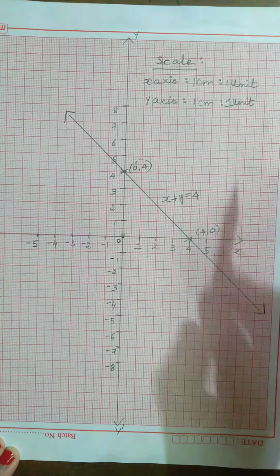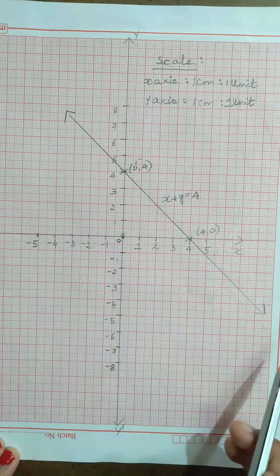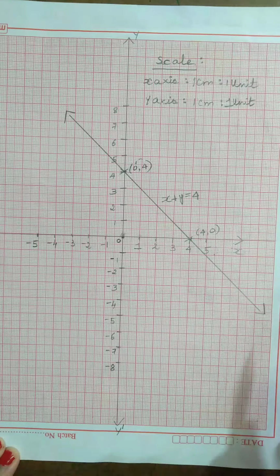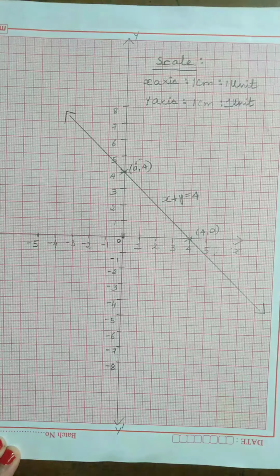So, this is the scale and this is the straight line, which is the graph of the linear equation in 2 variables by taking 2 points. This is the answer for the first problem.